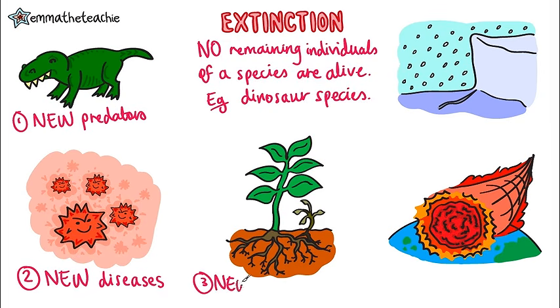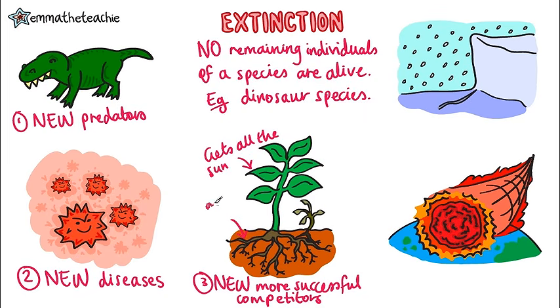Next up, there can be new, more successful competitors. If the new species competes for the same resources, such as food or space, then the old one may die out. In this case, the new plant gets all of the sunlight and all of the water, and so the old plant will instead die.